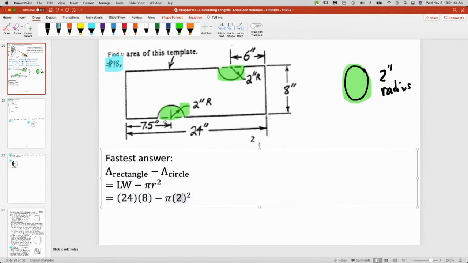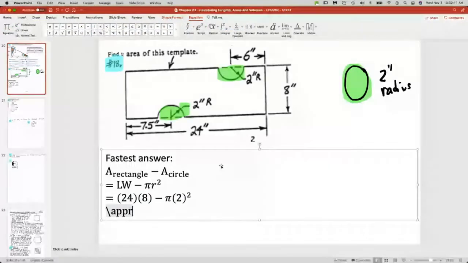So this 7.5 inches here is kind of useless, as with the 6 inches. Those are just telling you the location of the circle, but they don't tell you the shape of the circle. So if I were to erase the 7.5 inches and the 6 inches, you would still be able to answer the question, provided that the circles are within the rectangle and that the numbers do make sense. So you should be able to type all that in one step on your calculator.